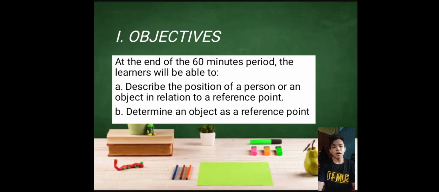These are my objectives. At the end of the 60-minute period, the learners will be able to: A, describe the position of a person or an object in relation to a reference point, and B, determine an object as a reference point.